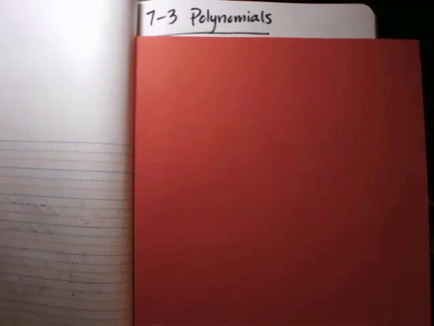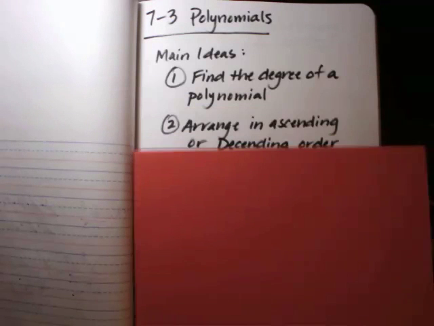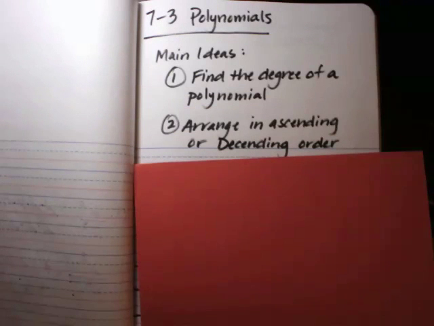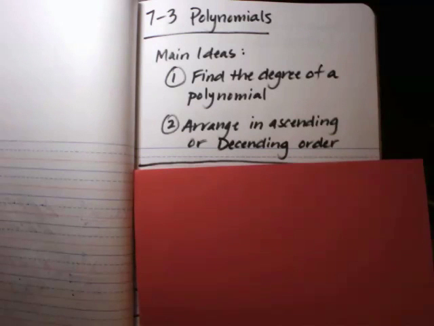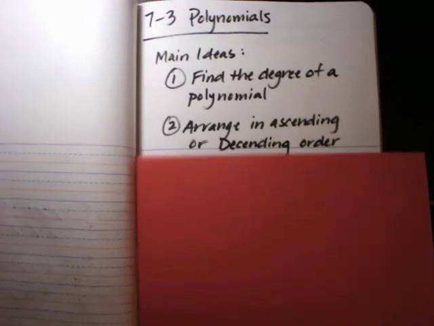All right, today we're going to be talking about section 7-3 for polynomials. There are two main ideas in this section. First one is finding the degree of the polynomial, and the second one is arranging it in either ascending or descending order. Okay. First, we want to talk about some vocabulary.